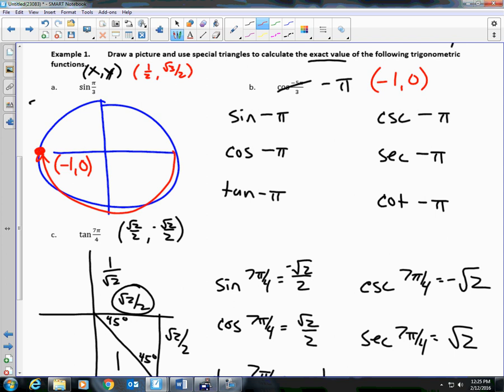So what's sine going to be? Sweet. Cosine? Negative 1. Tangent. Y divided by X is 0. Good. What's the reciprocal of -1? What's the reciprocal of 0? Undefined, because if you have 0 over 1, that's 0. If you flip it, you get 1 over 0, which is undefined.